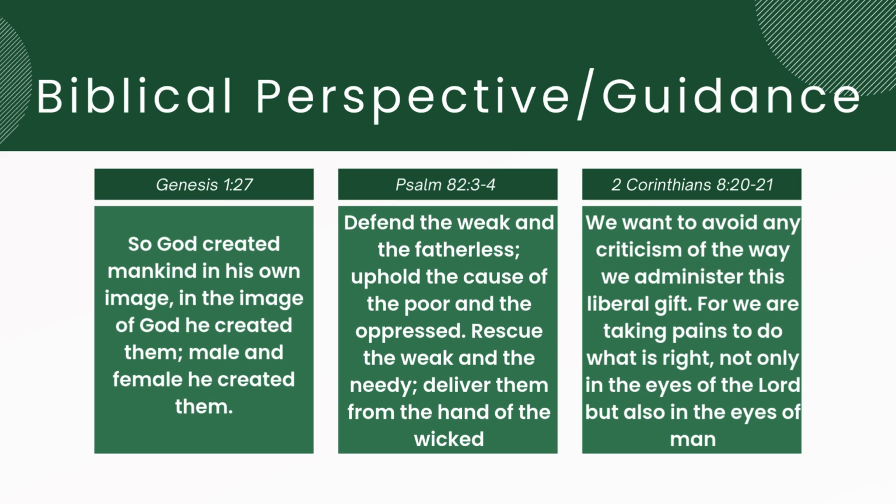In Psalms 82:3 through 4, it calls us to defend the weak and the fatherless, and uphold the cause of the poor. And this emphasizes our social responsibility to protect the vulnerable, protect populations that we're serving. And also in 2 Corinthians 8:20, Paul demonstrates concern for transparency and accountability, stating it pains to do what is right, not only in the eyes of the Lord, but also in the eyes of man.